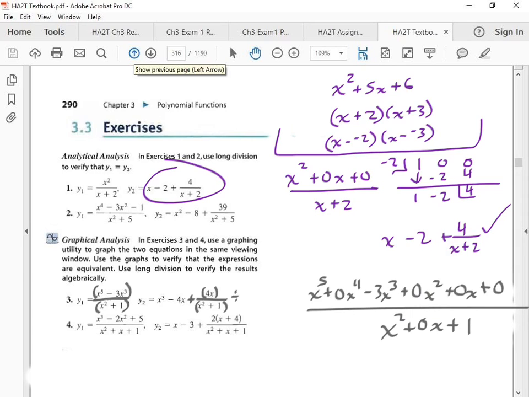Now, there is a way to do synthetic division with non-conventional problems, but it's not worth our time to go through. If you guys want to look it up, be my guest.